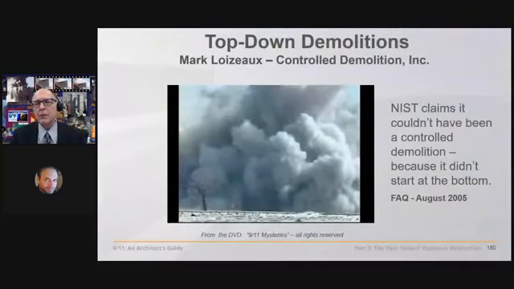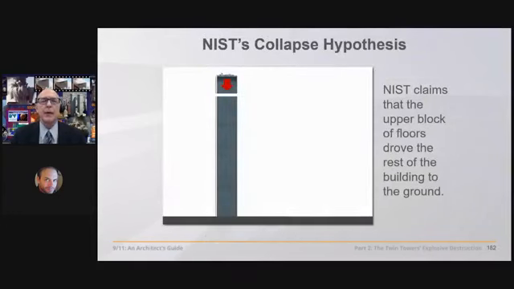There's a controlled demolition, top down, right there. So NIST claims, well, the upper part of the building above the point of jet plane impacts drove the rest of the building down to the ground and then destroyed itself.